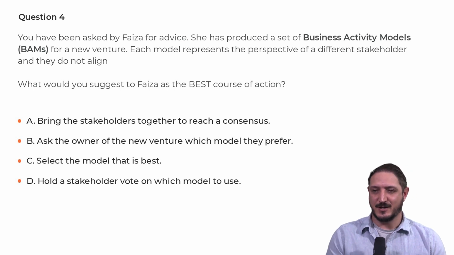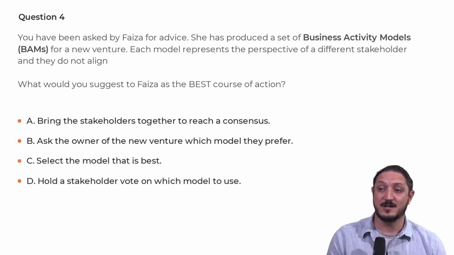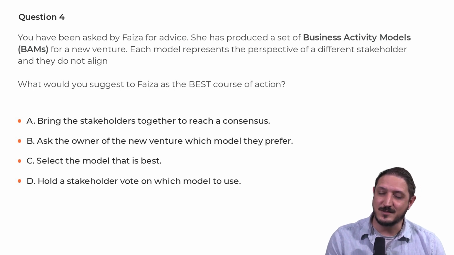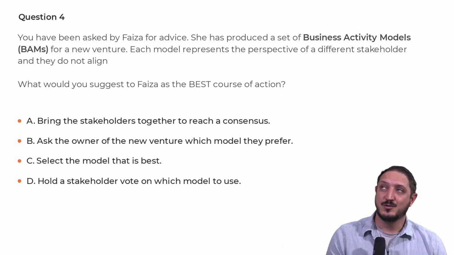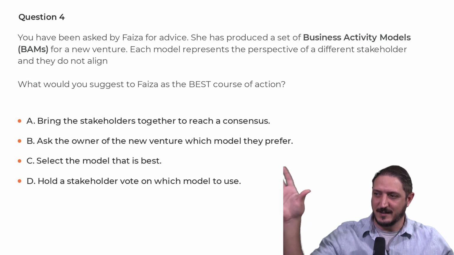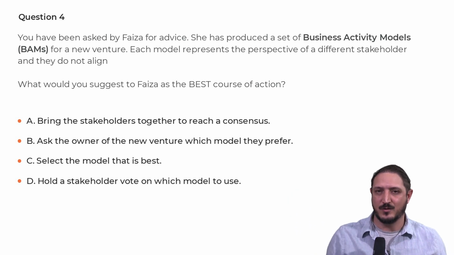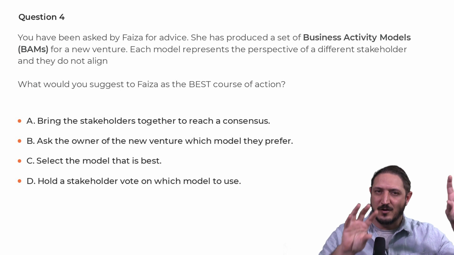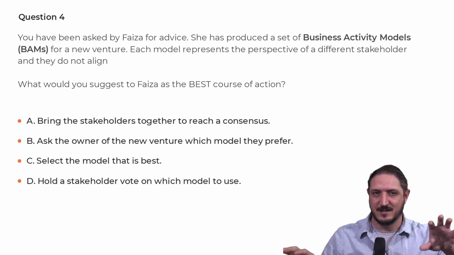Okay, so what we can see from this, if we read it once again, you've been asked by Pfizer for advice. She has produced a set of business activity models. So we know that these are models that are used by business analysts or consultants to map out the perspectives of stakeholders on what they think the business does in terms of its activities. So essentially it's just a board or a piece of paper with all the overview actions that the business does.